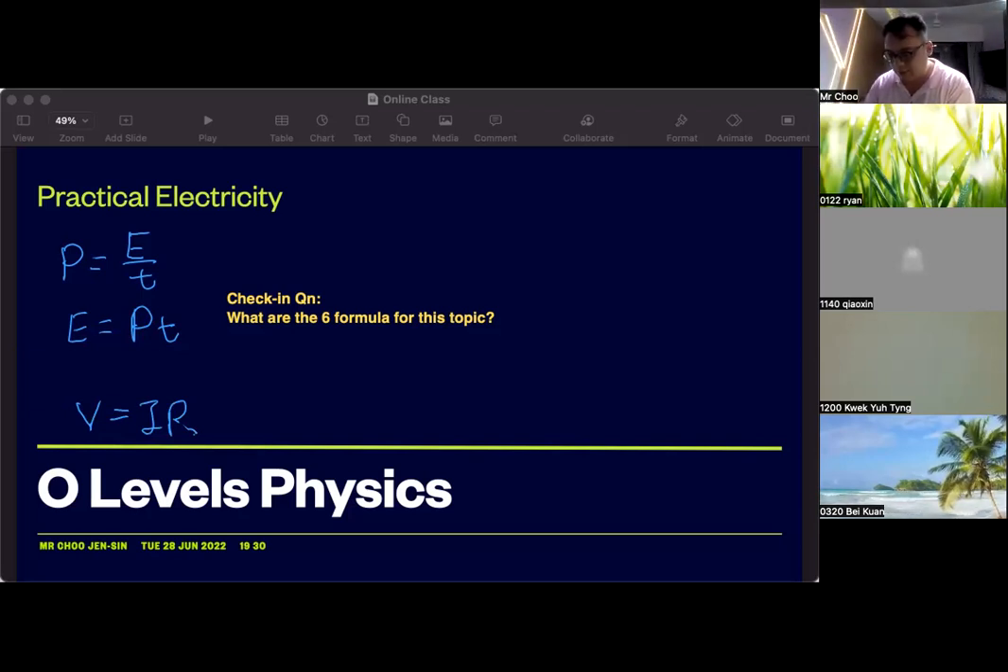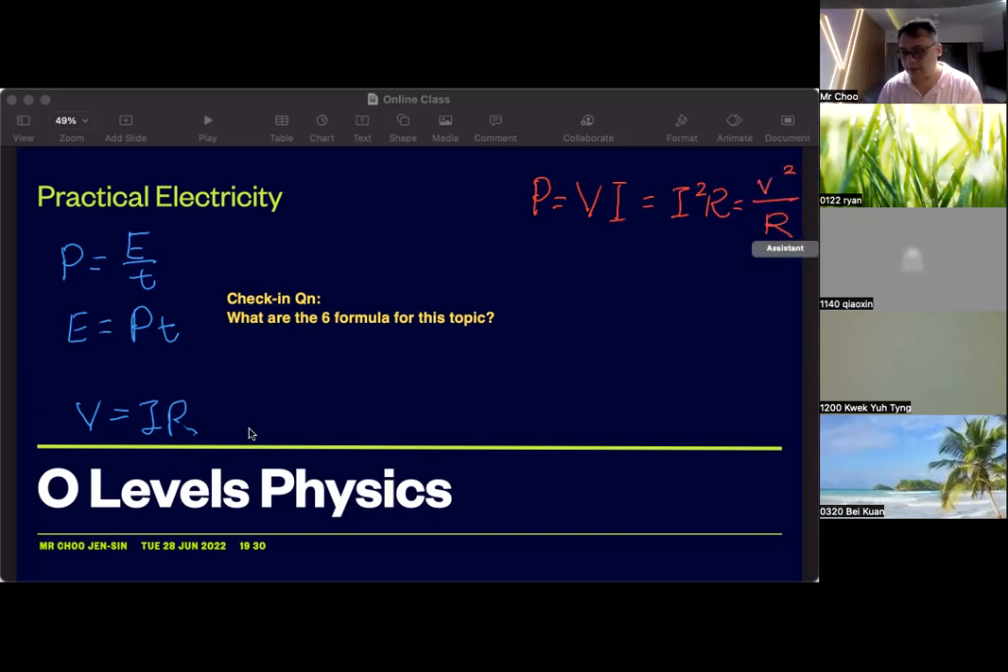So what are the formulas that you will learn in this topic? Only one formula. The only formula you need to know in this topic is P is equal to VI. And from these three formulas, you can expand it to 6 formulas. Is that clear? So for example, if I change my V to IR, I will get I squared R. Likewise, if I change my I to V over R, I will get V squared over R. Is that clear?